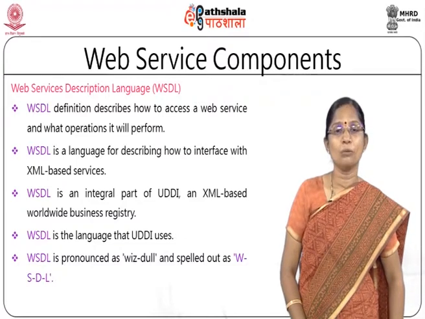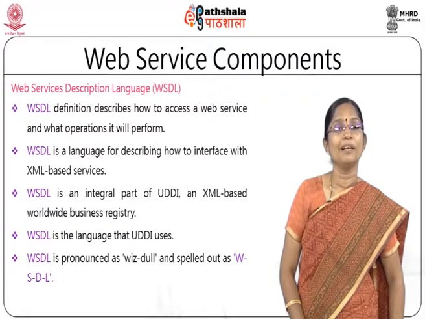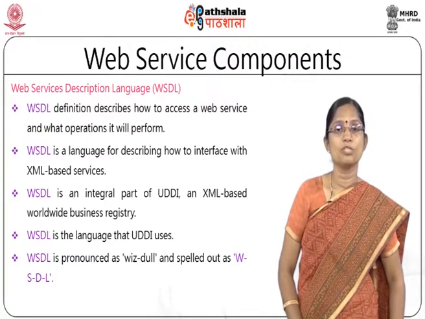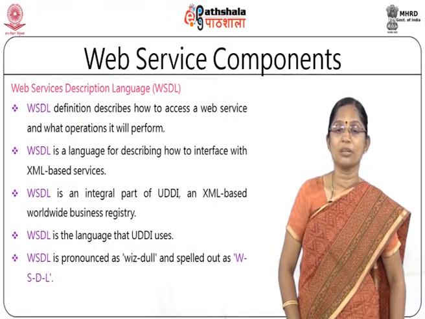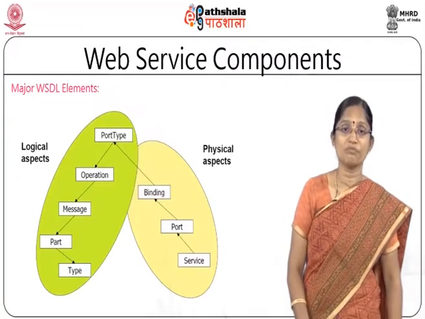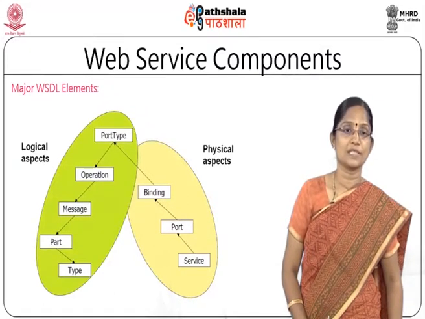So WSDL is a language which is used to have an interface with XML based services. Okay, WSDL is the language that UDDI uses. I told you already that it is pronounced as WSDL and spelled out as W-S-D-L. This is basically a language which is used to describe a particular web service and what sort of operations this web service will perform. Okay. So, the next one, you can see the major elements of WSDL. You can see both the physical aspects of WSDL as well as logical aspects.